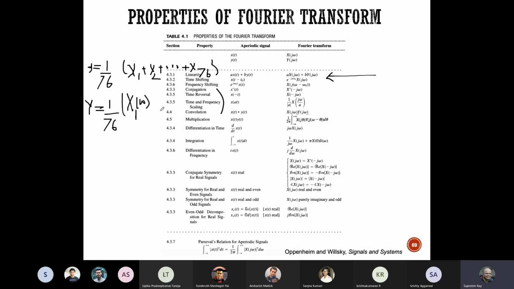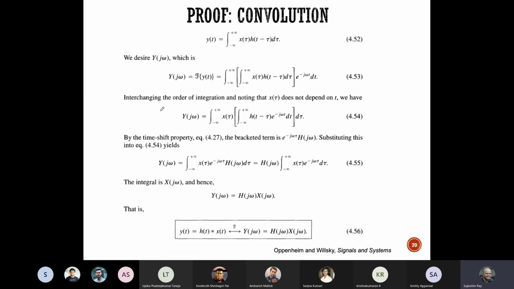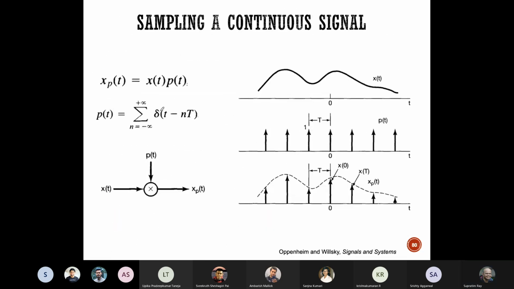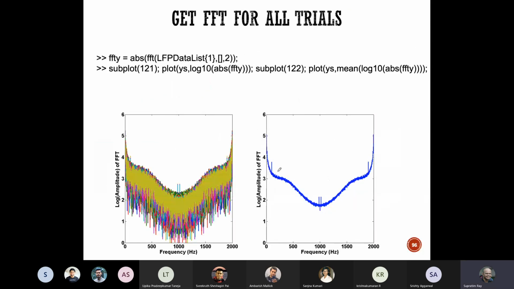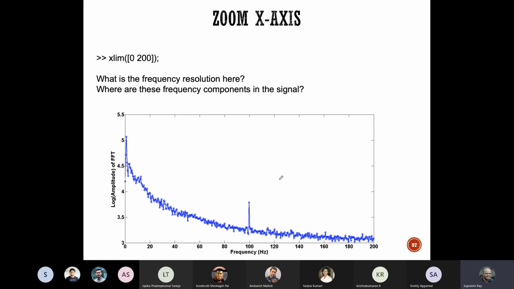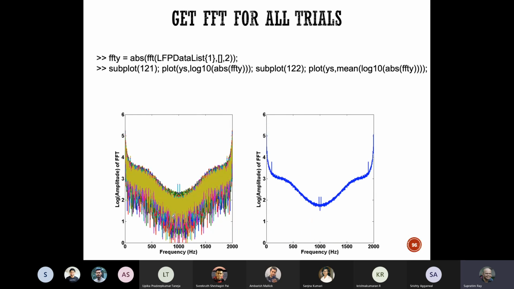Okay, so the question then is what you are seeing here, which is the average of these 76 waveforms. Is it the same as computing the FFT of the ERP? The answer is no, and the answer is right in this formula. So just think and let me know why the linearity is not working here.